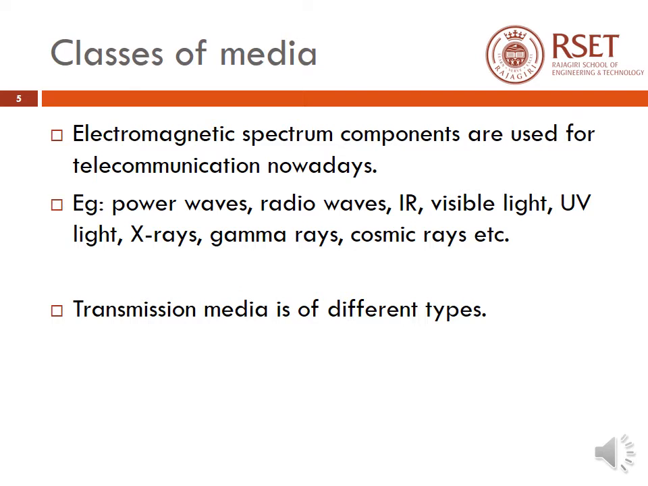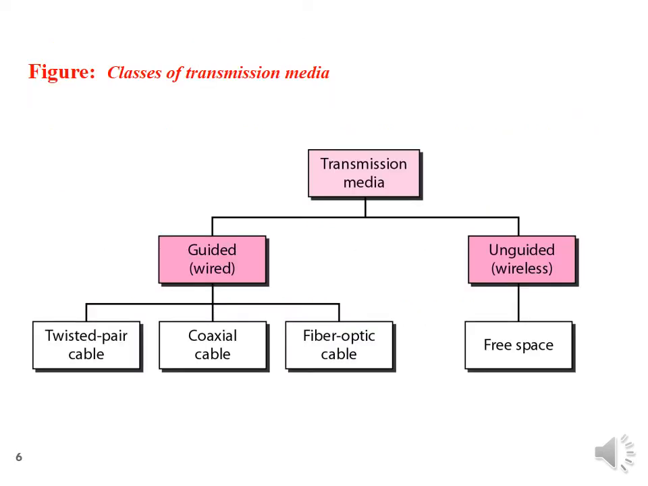Now, based on the type of components that are used, the transmission media can be classified into different types. As you can see in this diagram, transmission media is broadly classified into two types, guided media and unguided media. Guided means it will be a wired transmission medium, that is, there is a physical wire present, whereas unguided media means it is a wireless transmission medium, that is, no physical wires are present. And the guided media can again be classified into three types: twisted pair cables, coaxial cables, and fiber optic cables. And the unguided media usually includes free space, which can be used for transmitting information.